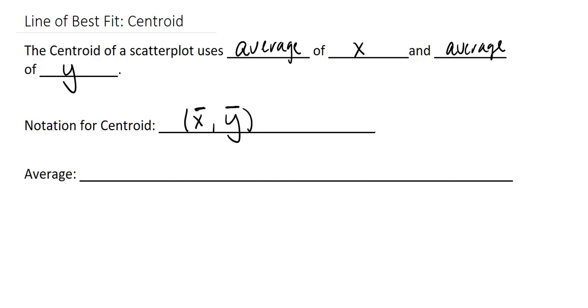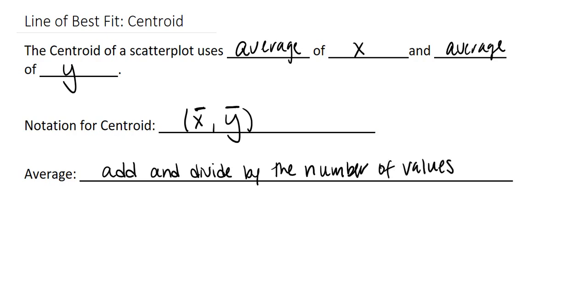Now, what's again average? Well, average is when we add up all our values and then divide by the number of values. So let's look at some examples to show.